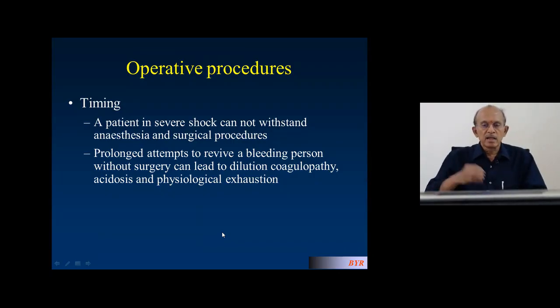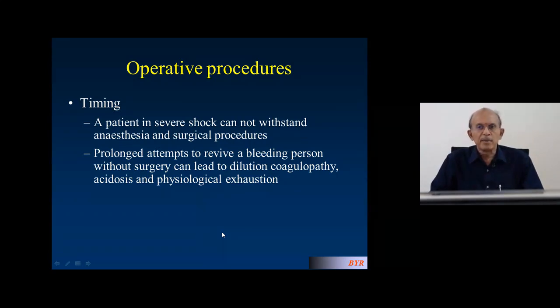For example, internal hemorrhage. For external hemorrhage, you can do some first aid measure. For internal hemorrhage, what do you do? For example, if a bleeding liver or a bleeding spleen is there, how do you control it? By first aid measures? There is no first aid measure for that. You have to open the abdomen and do something there. That's all. So to open the abdomen, you must give anesthesia.